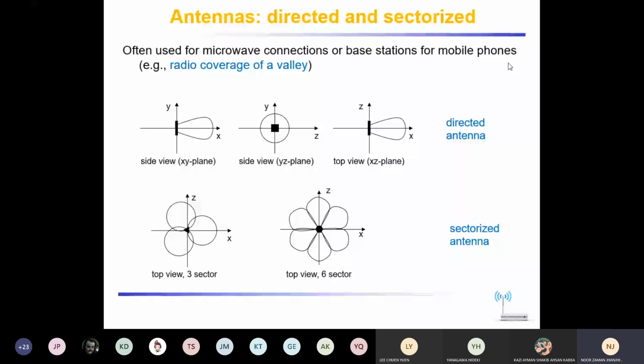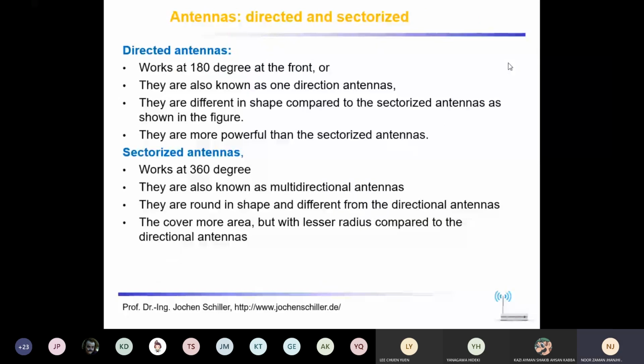Going ahead. Now, here are the definitions, which is what I was trying to tell you. You can find that in further detail, like directed antennas, they work at 180 degrees at the front, or they are also known as one-directional antennas.